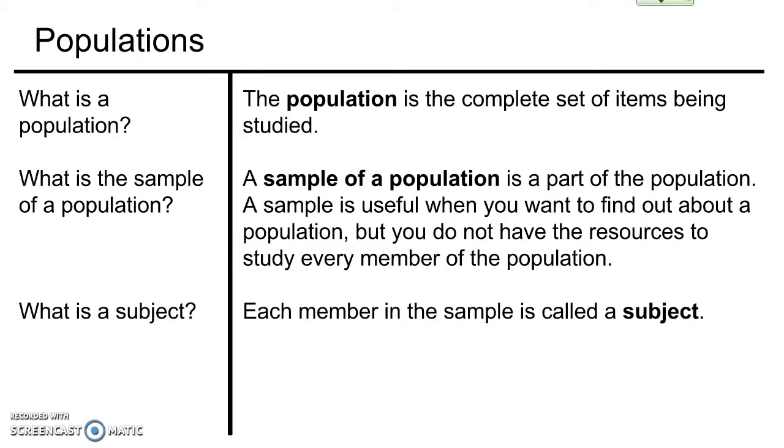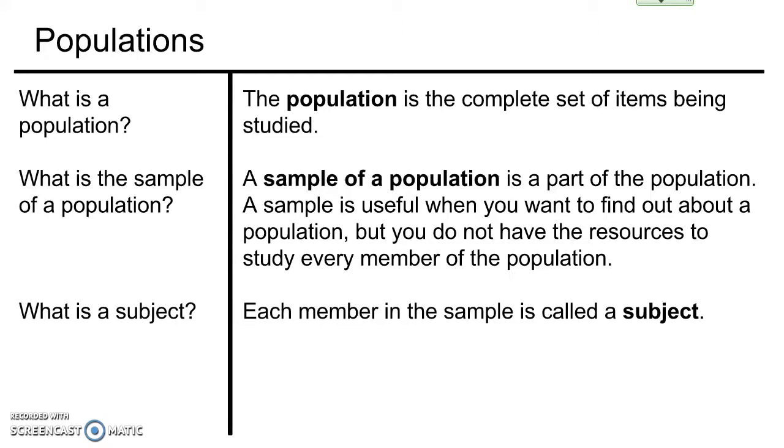First of all, what is a population? It is a complete set of items being studied. So the total population of the United States, for example, is everybody who lives in the United States. It's the total population. What is a sample of a population? It is a part of the population. A sample is useful when you want to find out about a population, but you do not have the resources to study every member of the population.